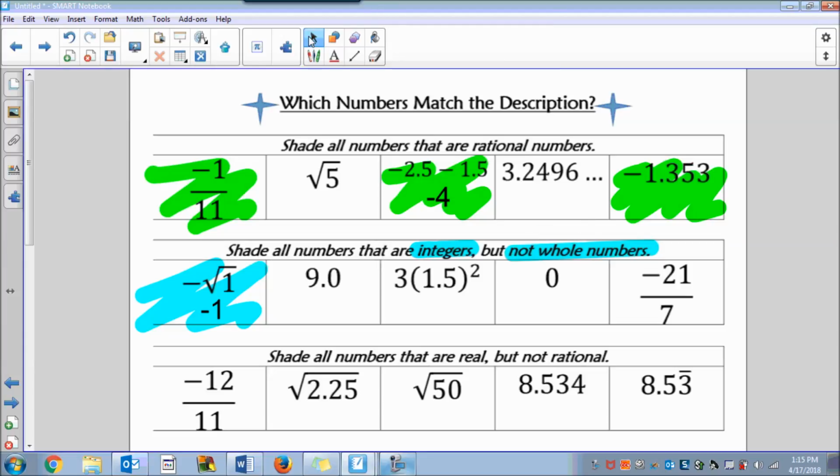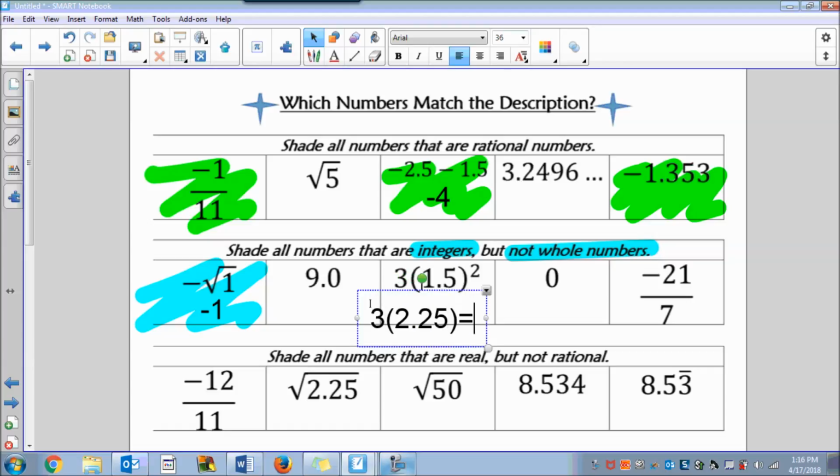The third one is 3 times 1.5 squared. We're going to follow order of operations here. We do the exponent first. So 1.5 squared is 2.25. And when we multiply that by 3, that would give us 6.75. This decimal part means that's not an integer. It doesn't fit that first part of the description. It's also not a whole number, but it's not an integer, so we can rule that one out.